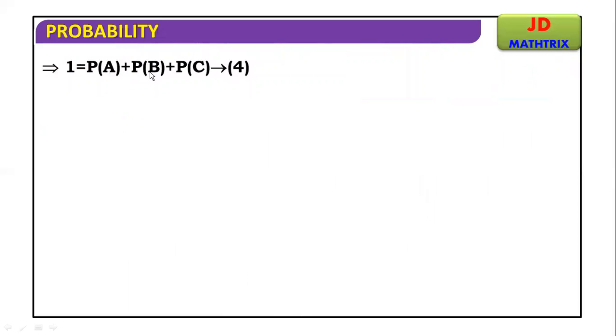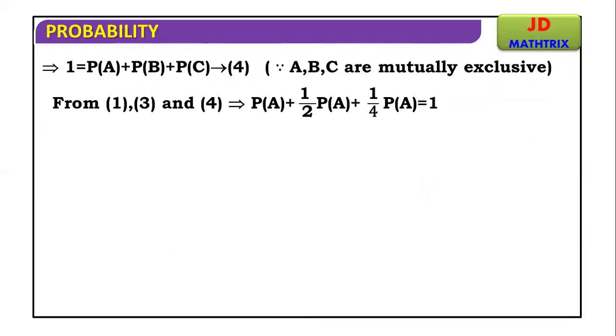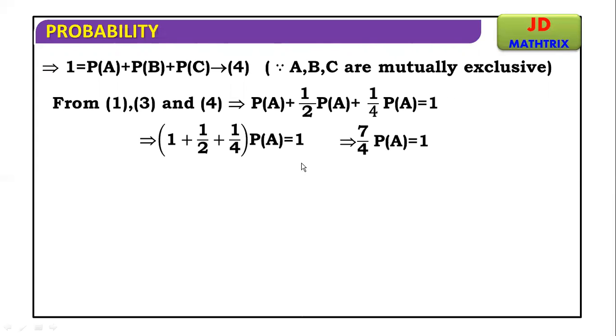Now substitute the values of P of B and P of C in this equation. So from 1, 3 and 4, P of A plus 1 by 2 P of A plus 1 by 4 P of A equal to 1. By taking P of A as common, we get 1 plus 1 by 2 plus 1 by 4 into P of A is equal to 1. Take the LCM, that is 4. That is 4 plus 2 plus 1 by 4, that is 7 by 4 into P of A equal to 1. Then P of A is equal to 4 by 7.